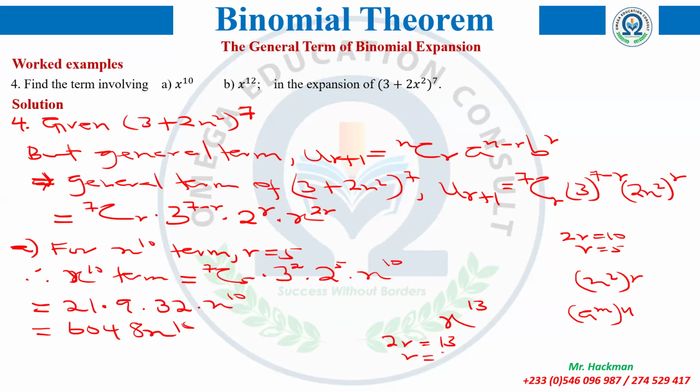Since in any case your r is a fraction, or when your r is negative, you know for combination, your r cannot be negative. The least value is supposed to be 0, and it cannot be a fraction too. So in that case, there will be no term in x to the power 13. So after solving for your r, if your r doesn't give you a positive integer, then it means that particular term you are looking for does not exist.